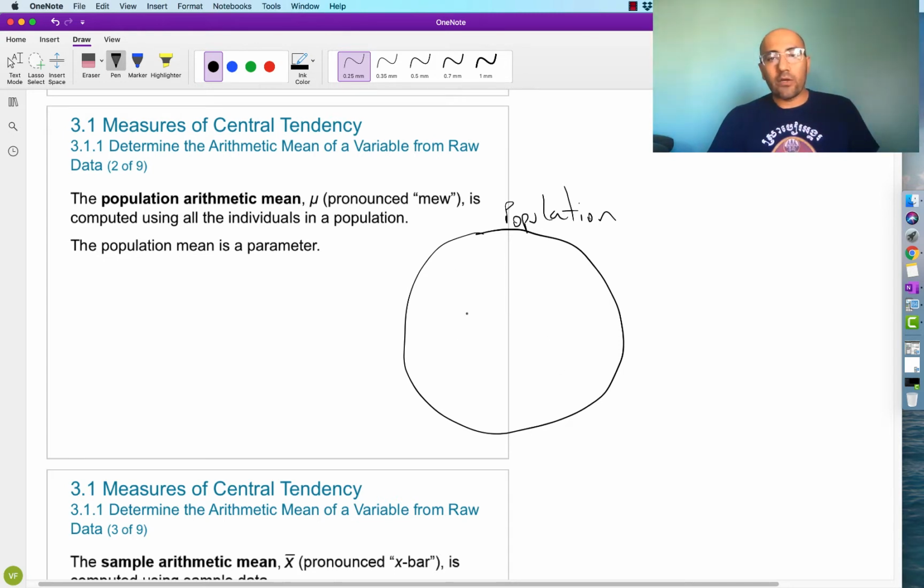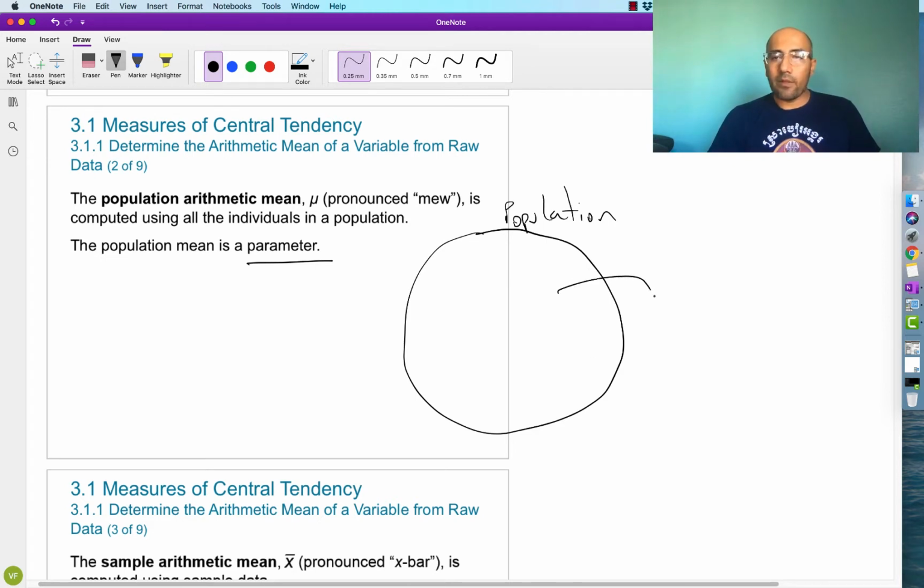Once you've identified and defined your population, there will be characteristics of that population that we want to find. One of them is the mean. Whenever we take characteristics of the population, all of those are called parameters. So anything about that population that we know, how many values are in there, the mean of those values, and many other things we're going to define in this chapter, anything about the population is a parameter.